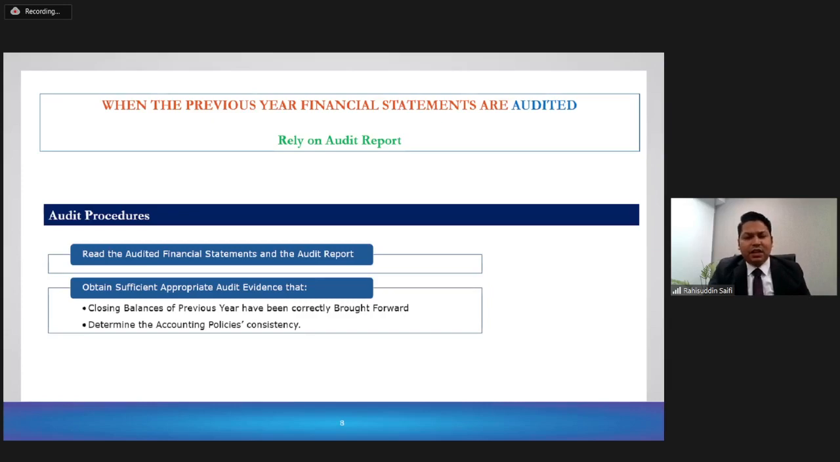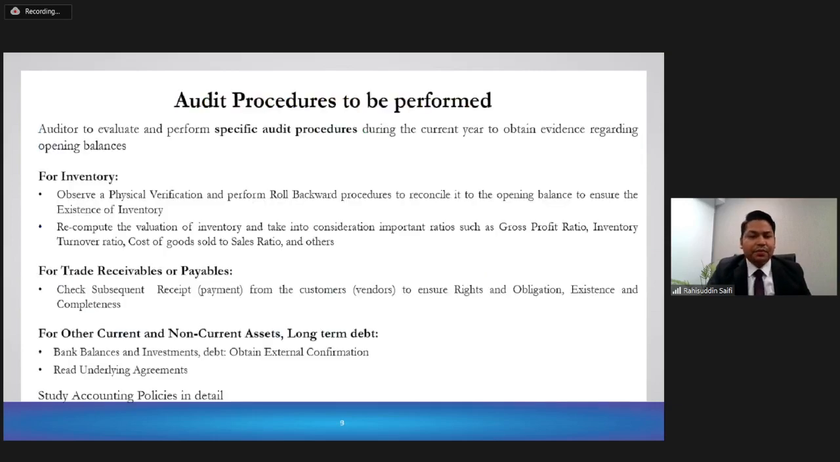And there are some specific audit procedures we need to carry out as per SA 510. We'll discuss them in the subsequent slide, although I converted this slide into a practical case, so it would be very easy to connect. So apart from reading the financial statements and the audit report issued by the predecessor auditor, we need to evaluate and perform some specific procedures.